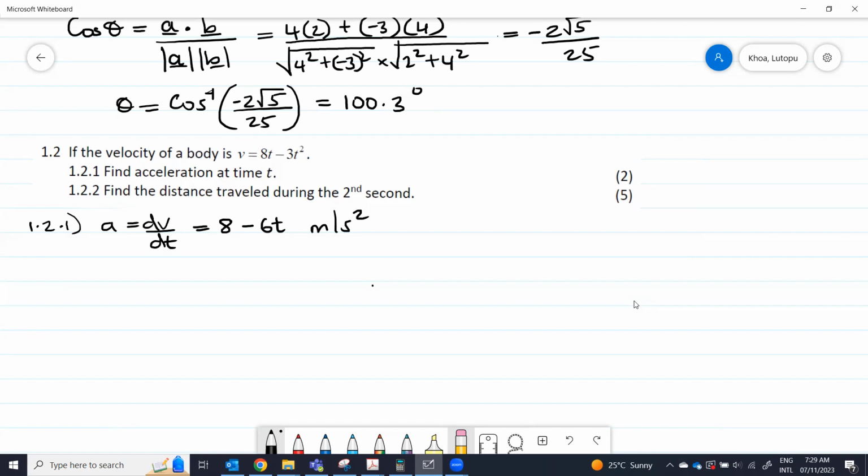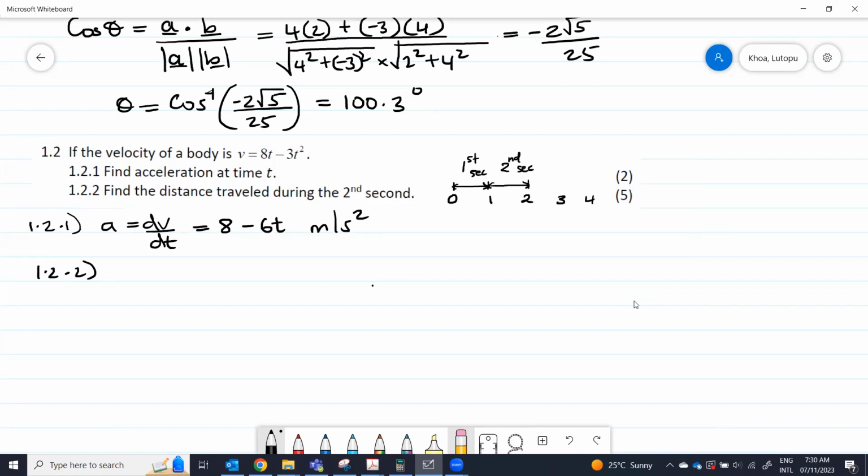Don't forget the units. And then 1.2.2, it says find the distance traveled during the second. So you need to know what that means. So time will start from 0, then you have the first second or 1 second, then 2 seconds, 3 seconds, and so on. So from 0 until it reaches 1 second, that is the first second. And then from 1 to 2, this is the second.